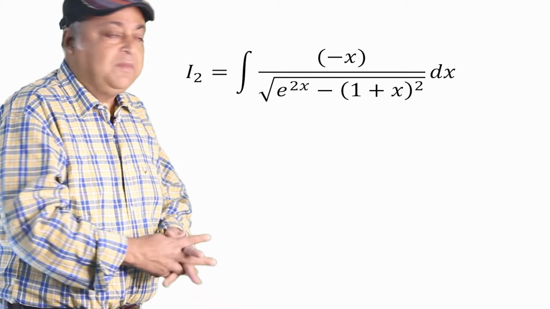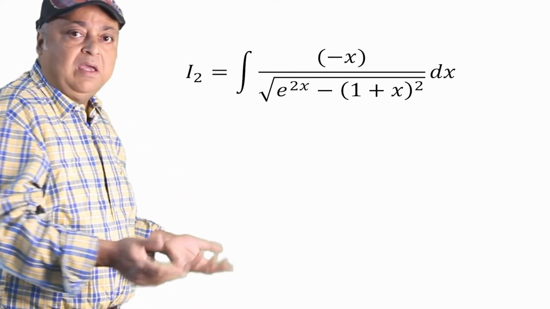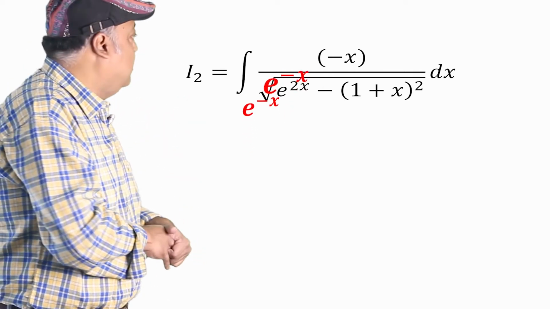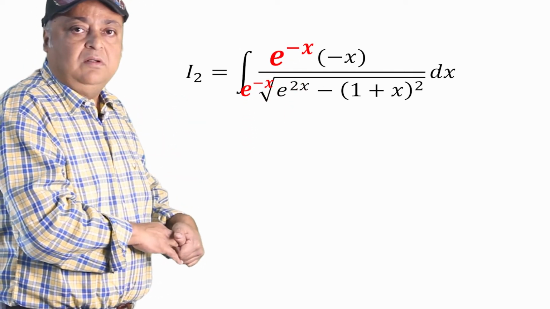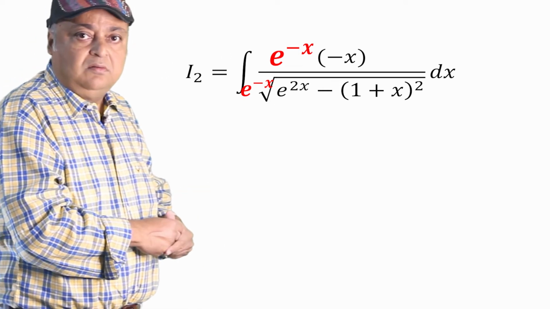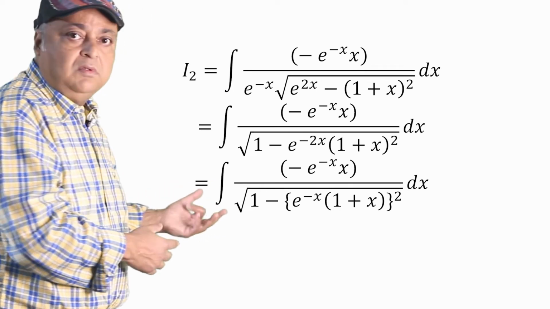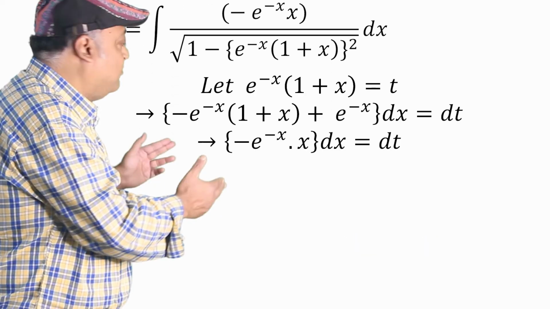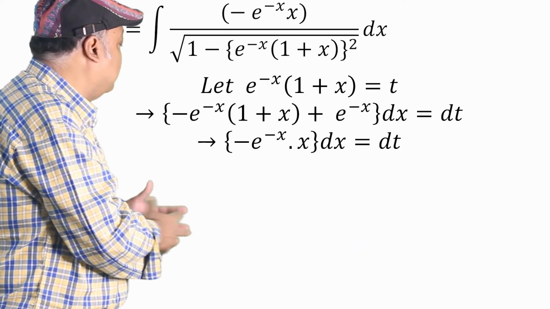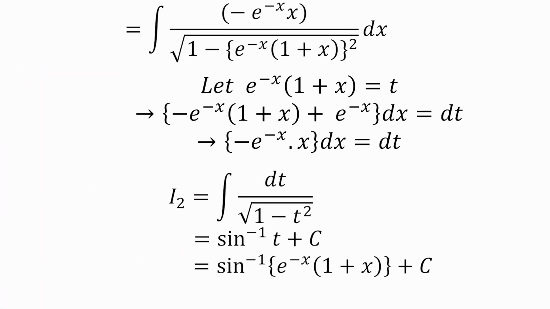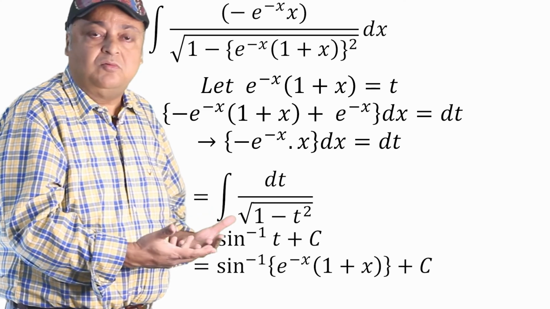So to do that, what we do is we multiply in the numerator and denominator by e to the power minus x. Okay. Now when you do that, what happens here? Now if you take this as t, remarkably, we get the numerator here. This is what is I2.